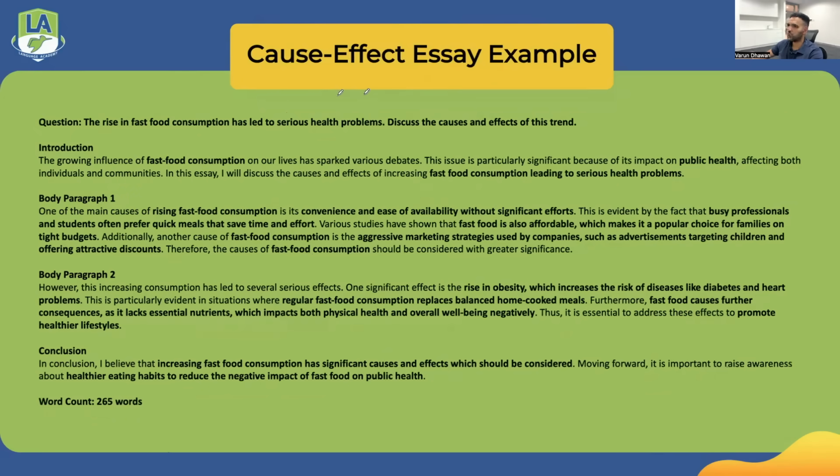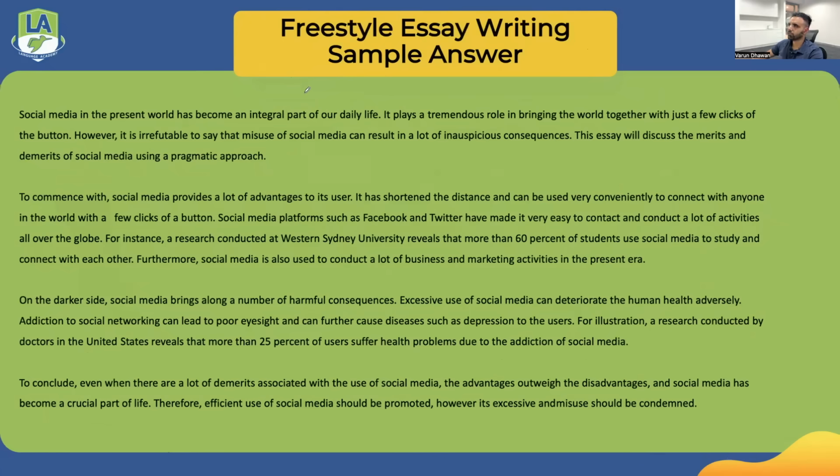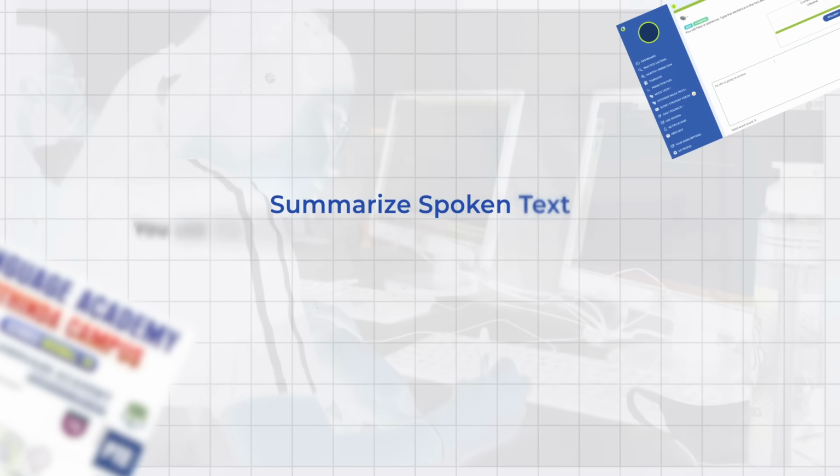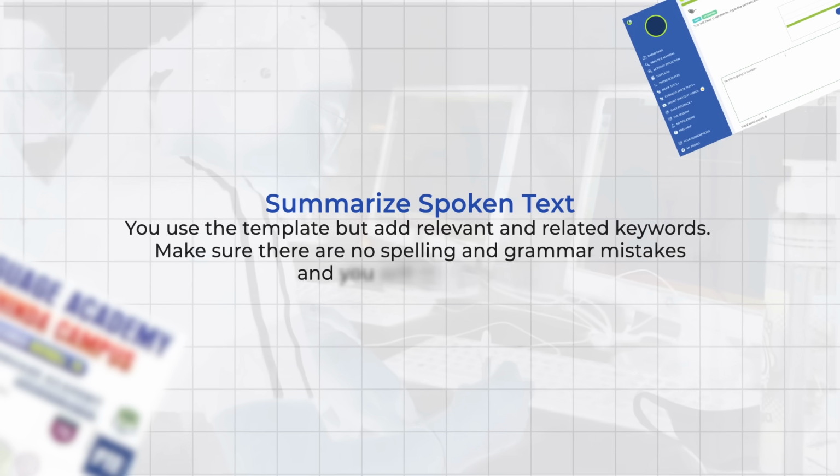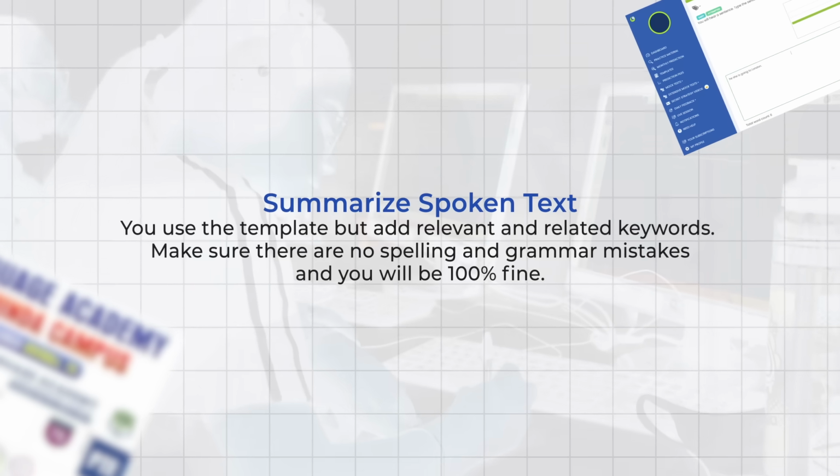It's not that you close your eyes, type your template, and your job is done. That's not the way. Similarly, in summarize spoken text, you use the template but add relevant and related keywords. Make sure there are no spelling and grammar mistakes, and you will be 100% fine. Now, if you use these templates and structure in a logical way by adding content, you are 100% safe. But there are a few templates and structures which you should be avoiding.